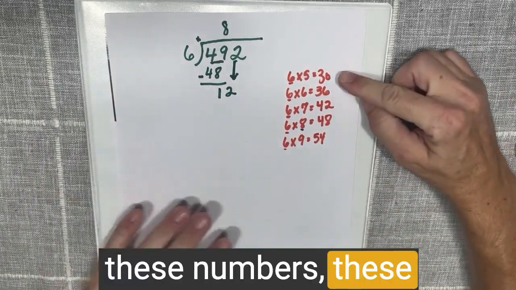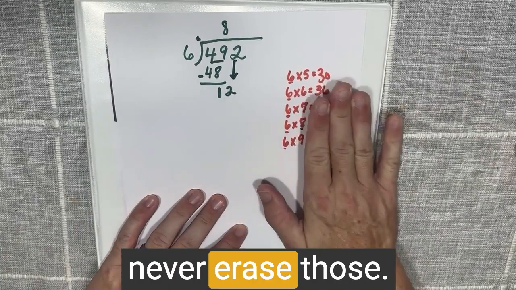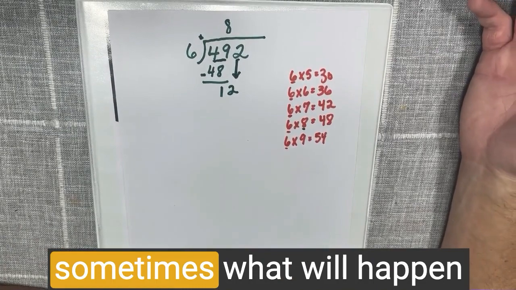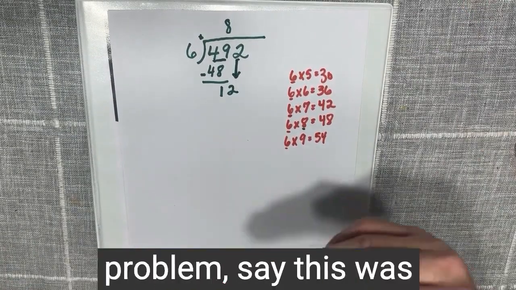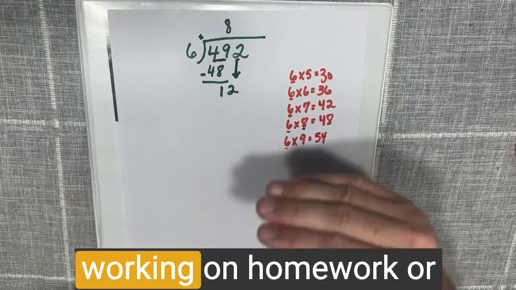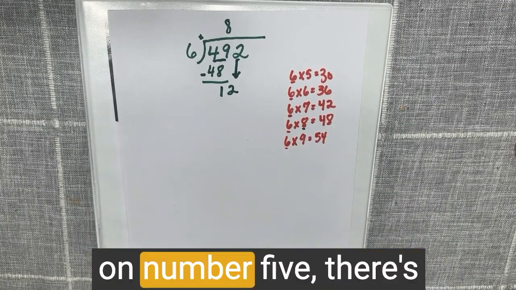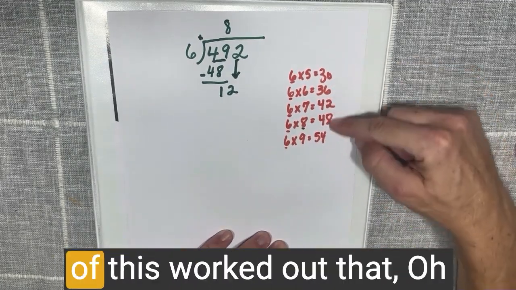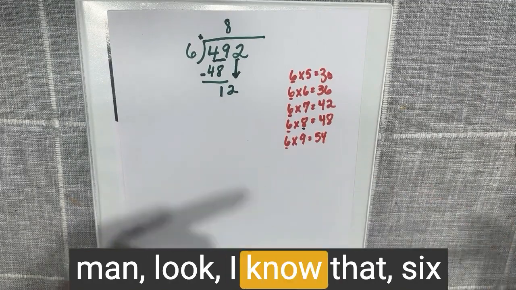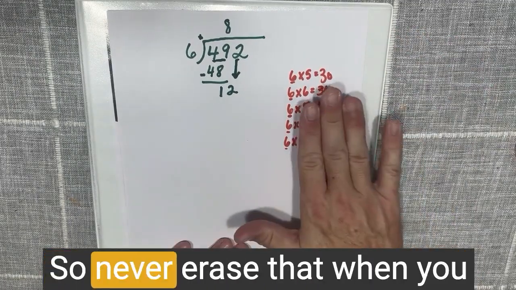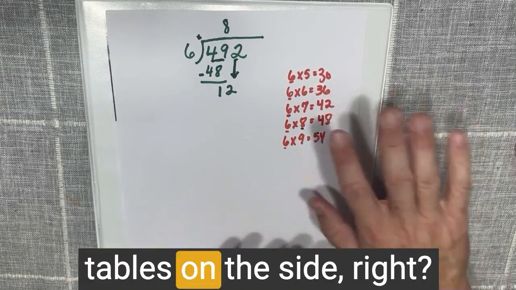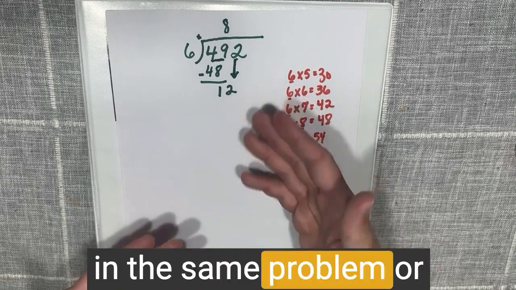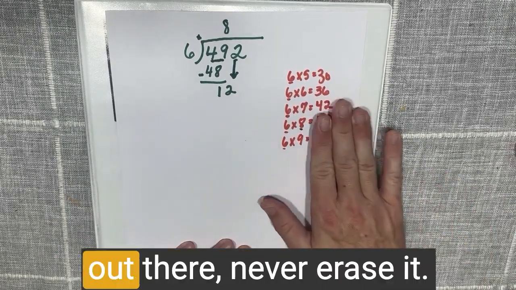Now, remember these multiplication tables we put to the side? Never erase those. Even when you're done with the problem, always keep them here. Because sometimes what will happen is maybe even on another problem, say this was number 1, maybe you're working on homework or classwork, and on number 5, there's another number where you're dividing by 6, and it helps if you already have all of this worked out that, oh man, look, I know that 6 times 7 is 42 already. So never erase that. When you work all those multiplication tables on the side, always keep it there because you may be able to refer back to that later in the same problem or even an additional problem. So whatever you work out there, never erase it.